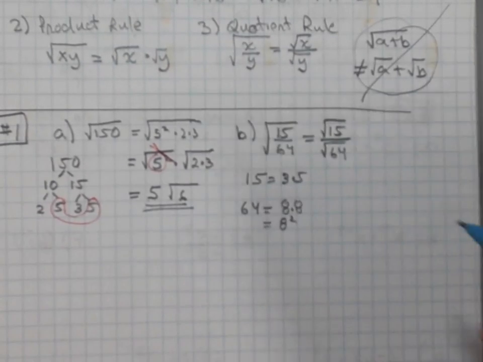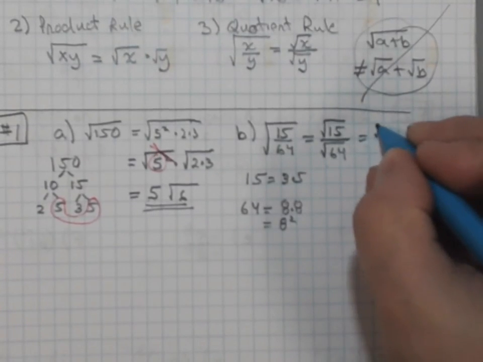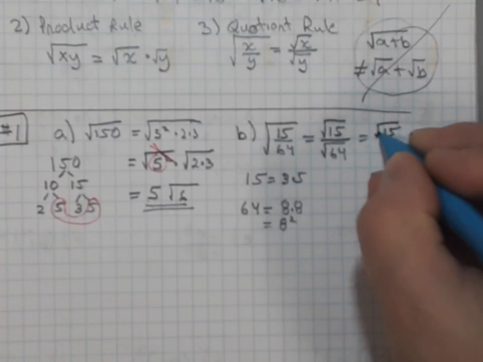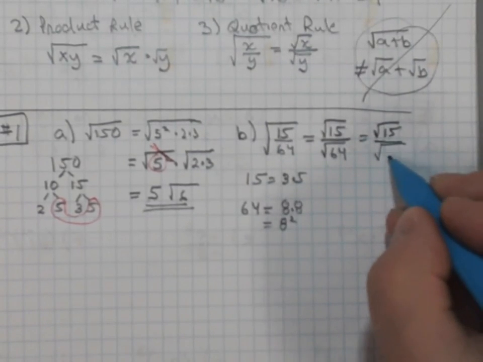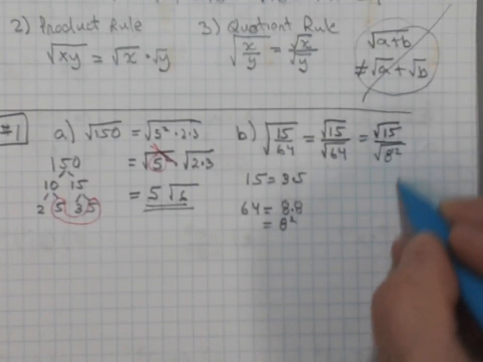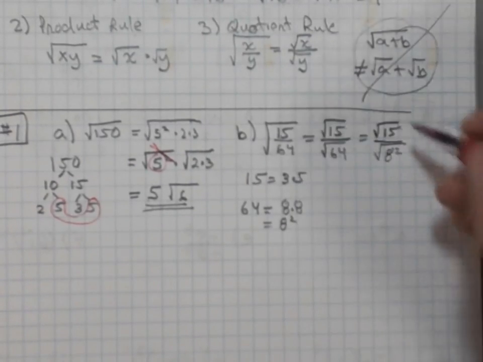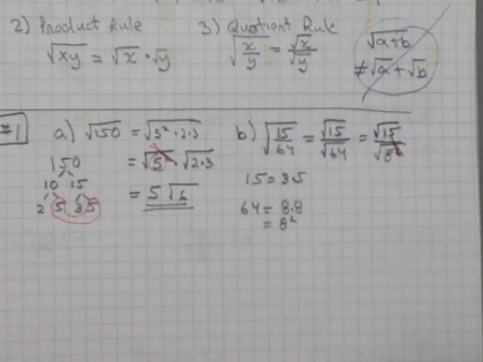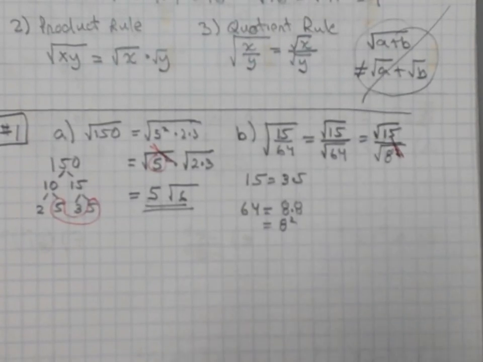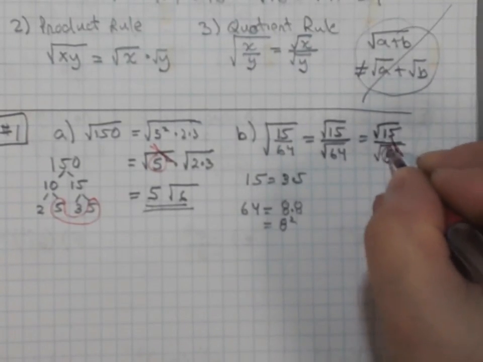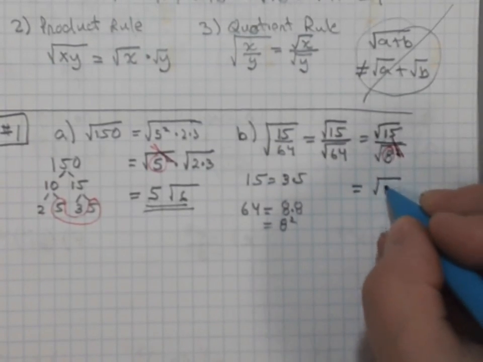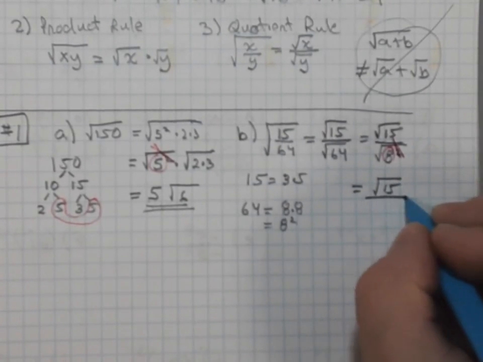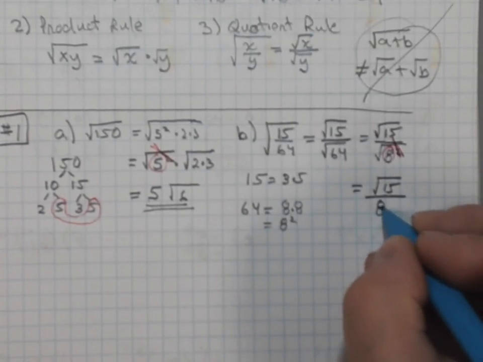So let's go back to our fraction. The numerator is going to stay square root of 15. The denominator is square root of 8 squared. And then we're going to cancel the square and the radical, and that leaves us with just the 8 in the denominator. And so this simplifies to square root of 15 divided by 8.